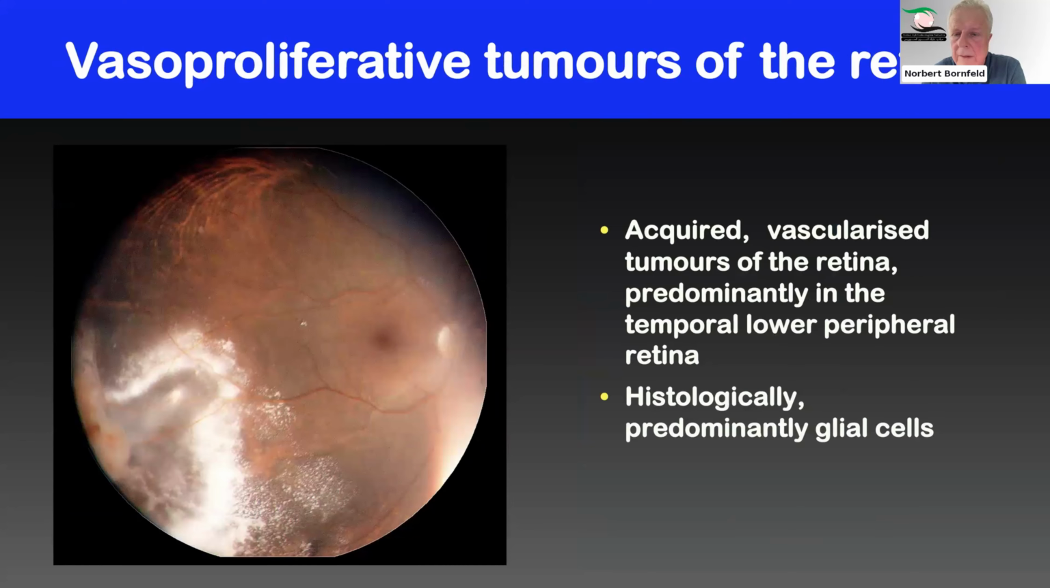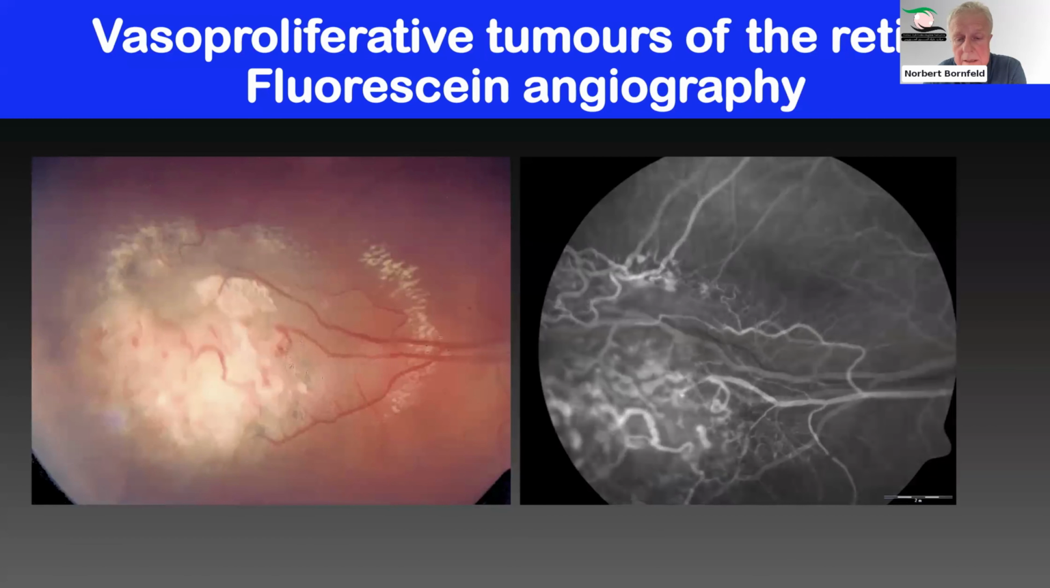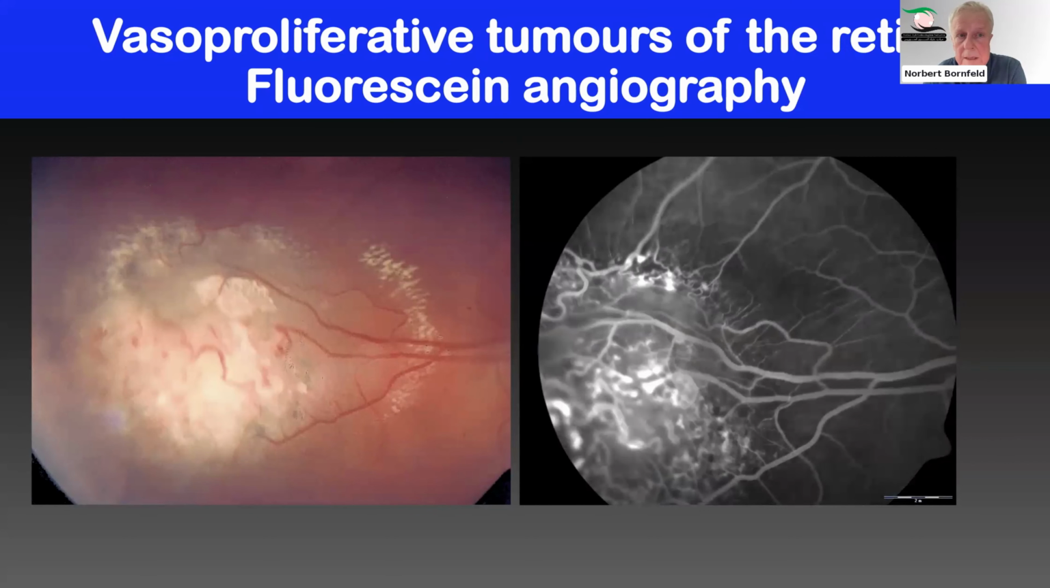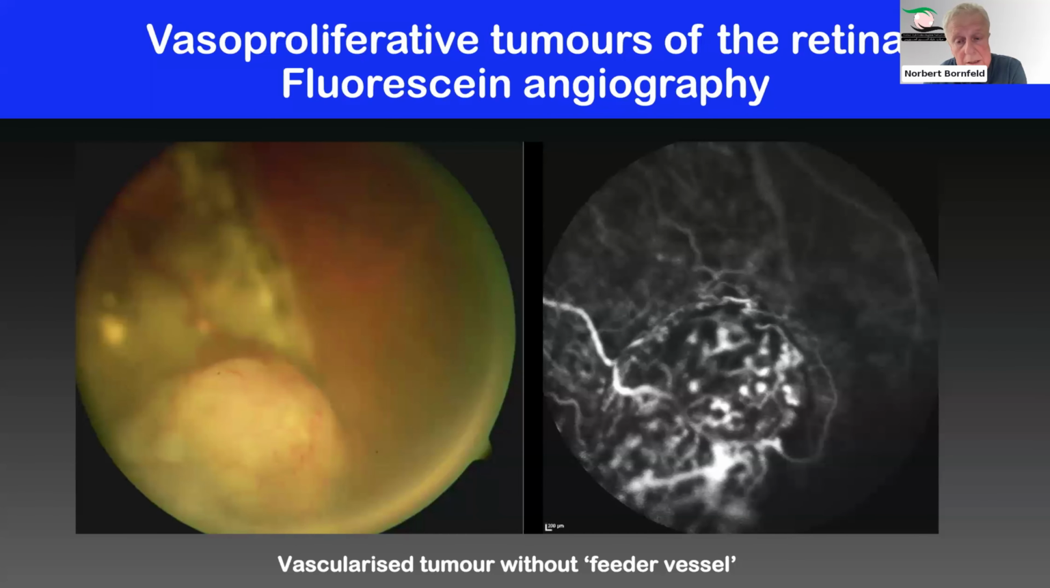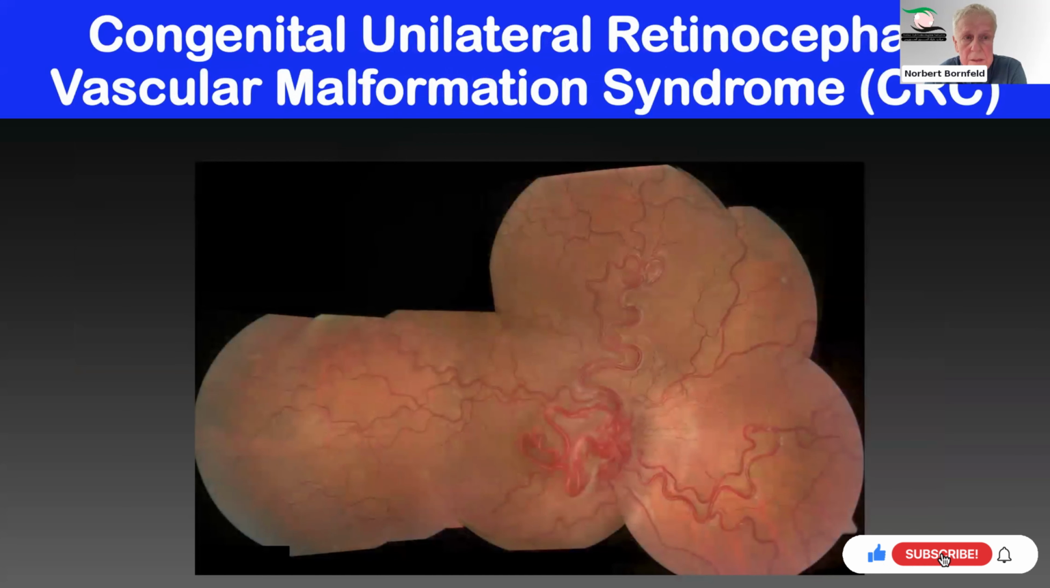Vasoproliferative tumors of the retina are acquired vascular tumors of the retina, and nearly all these tumors are located in the temporal lower peripheral retina. They are composed predominantly of glial cells, and as shown here, they do not have any feeder vessels, and they differ from hemangioblastomas as seen in von Hippel-Lindau disease. These may look like these tumors, but they have totally different fluorescein angiographic patterns as seen here, and have no feeder vessels, which makes a difference, and they may occur in some patients with retinitis pigmentosa. This is not uncommon, that patients with retinitis pigmentosa have such vasoproliferative tumors.